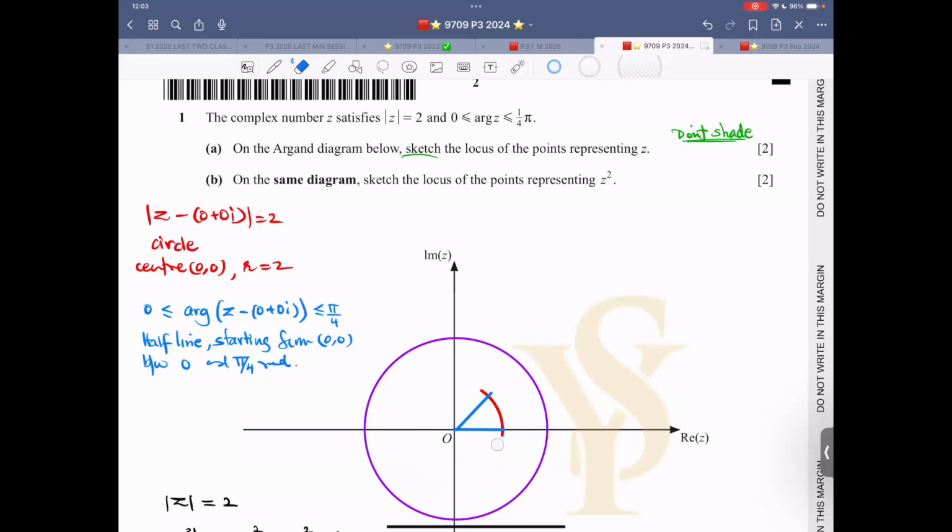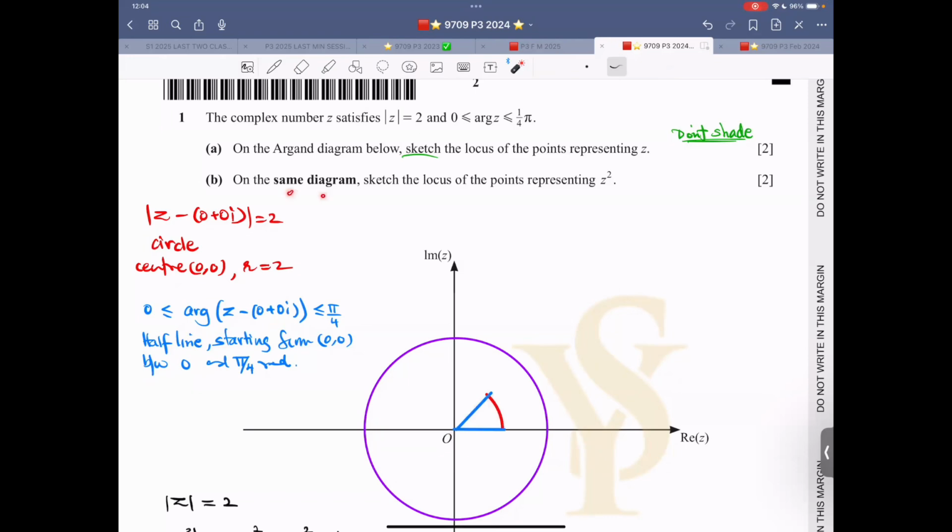So now this arc is what we are looking for. This arc is the two half lines and part of the circle between the two. So we don't have to shade it. That is the answer. Sketch the locus of points representing z. So this could be the arc and these are the two half lines. So it's between the two half lines and the modulus is this arc over here.